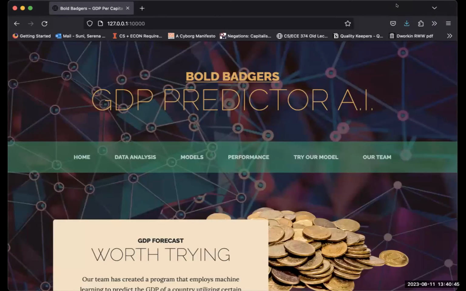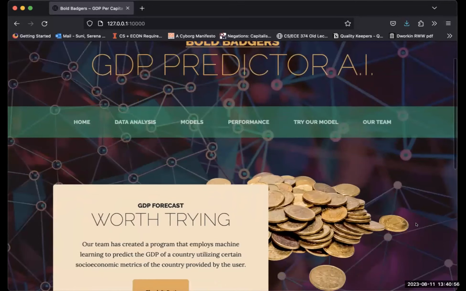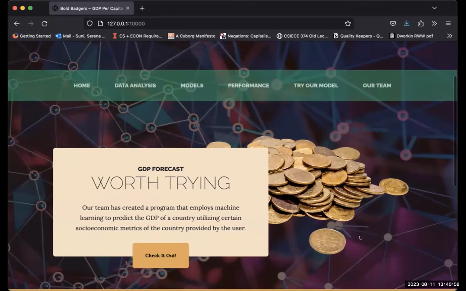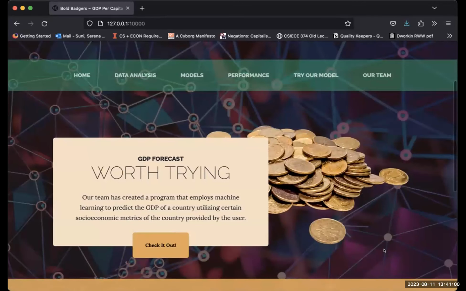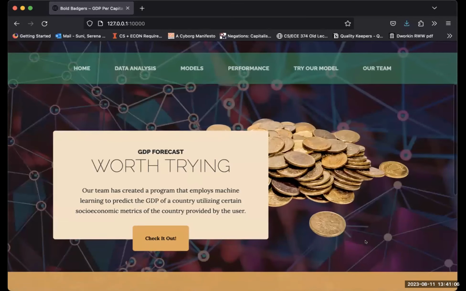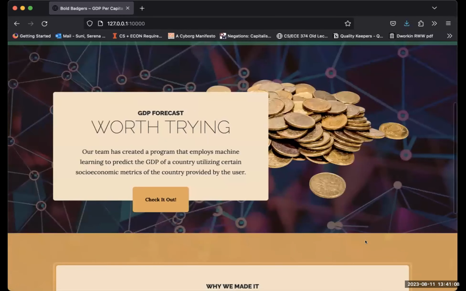So, hi everyone, we're the Bald Badgers, and our project for data science was the AI predict GDP per capita for the country. What our project does is that our team has created a program that employs machine learning to predict the GDP of a country, utilizing certain socioeconomic metrics of the country provided by the user.